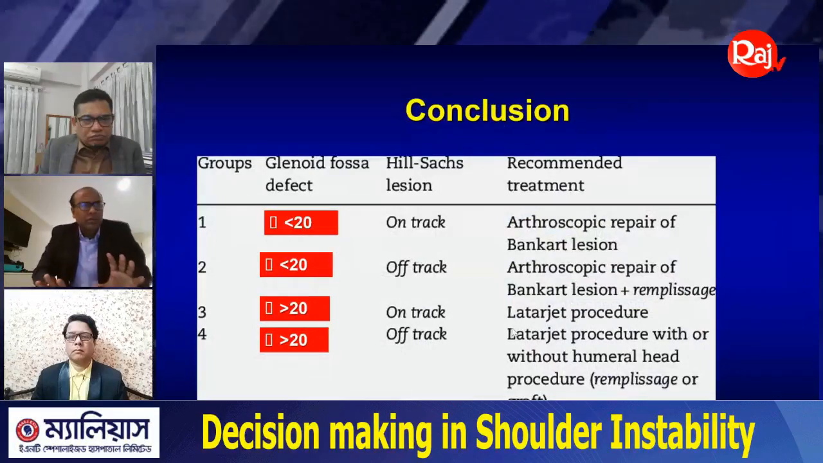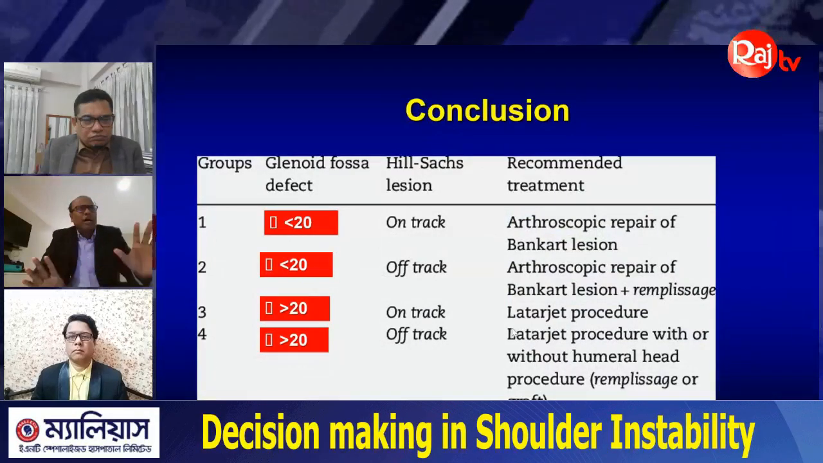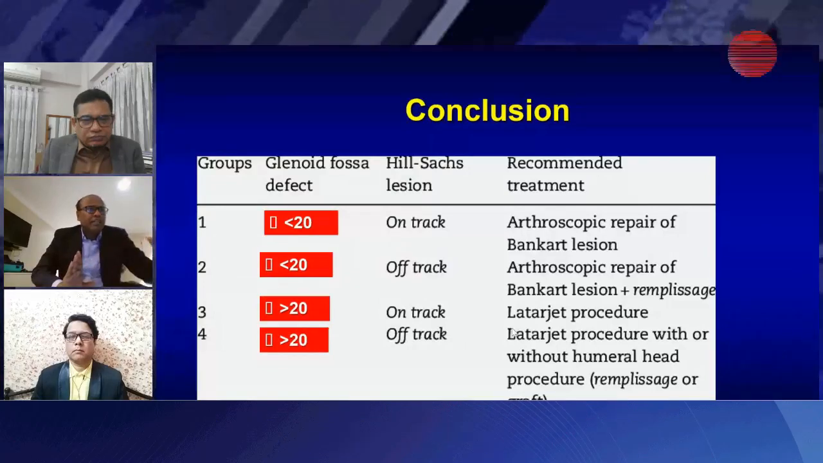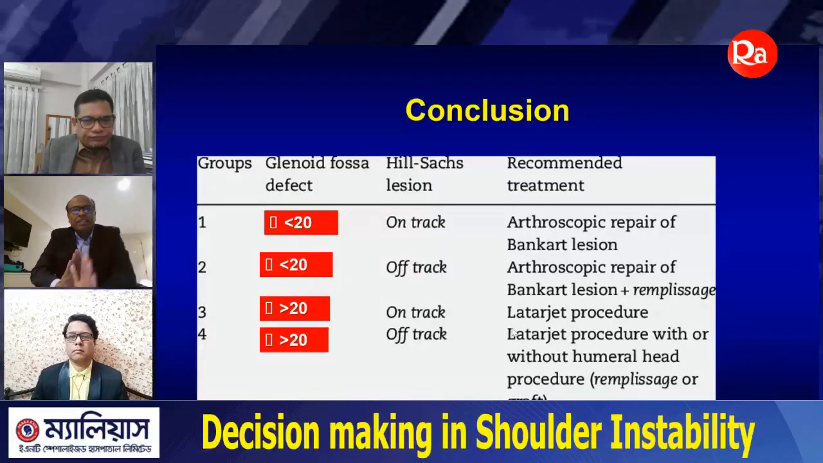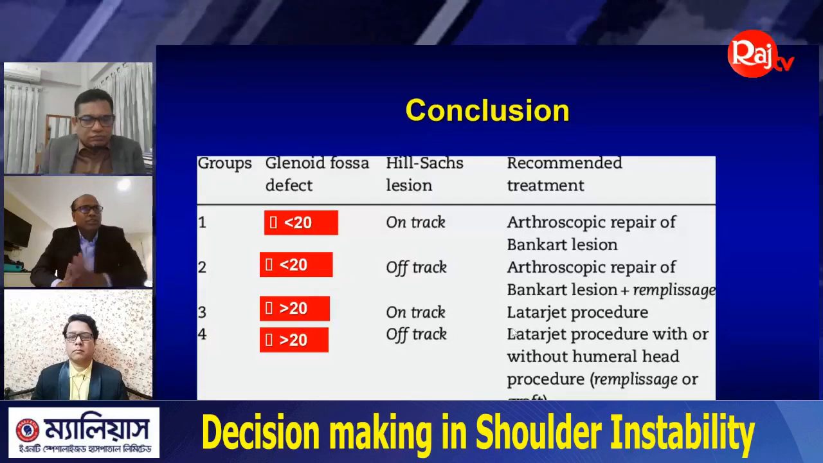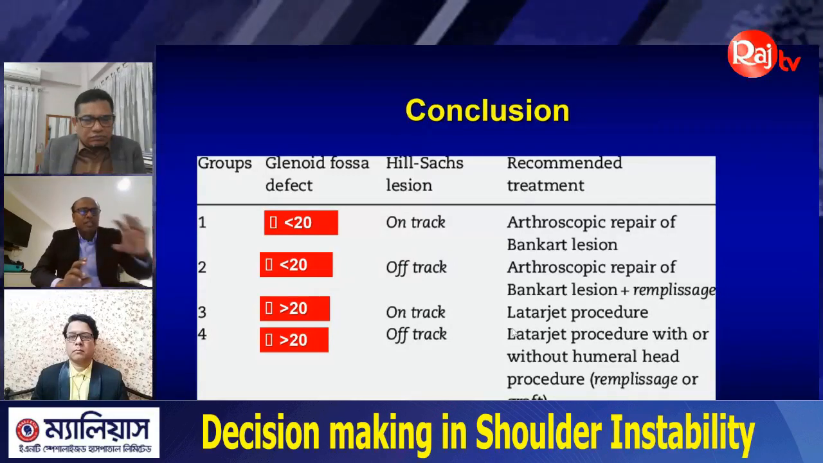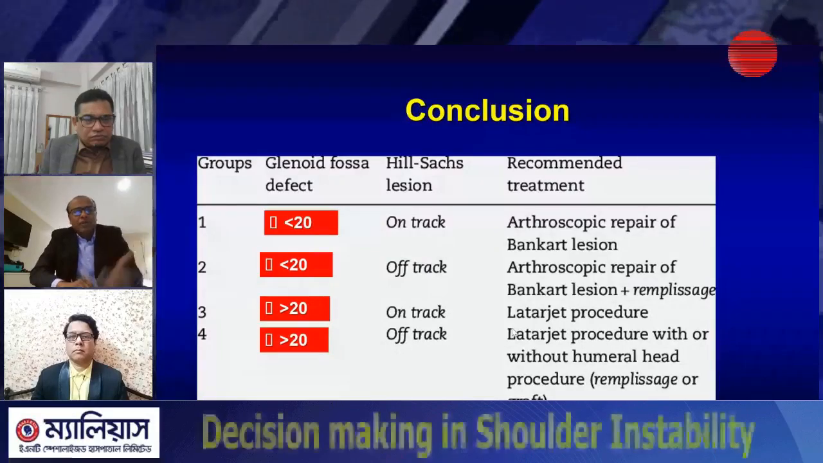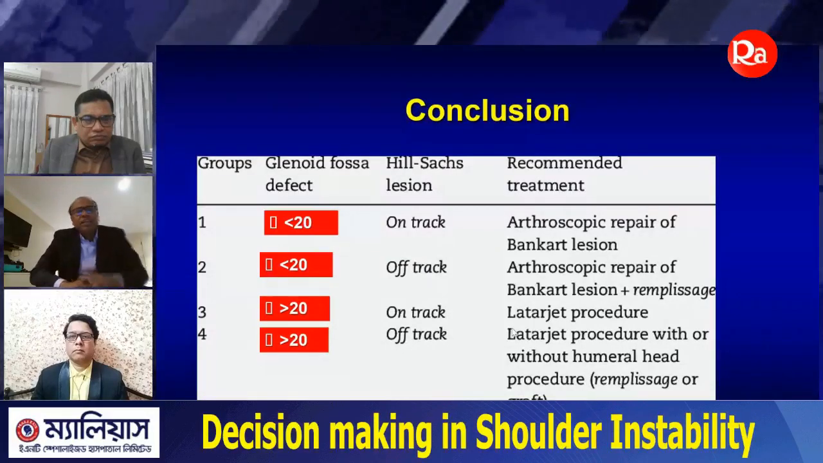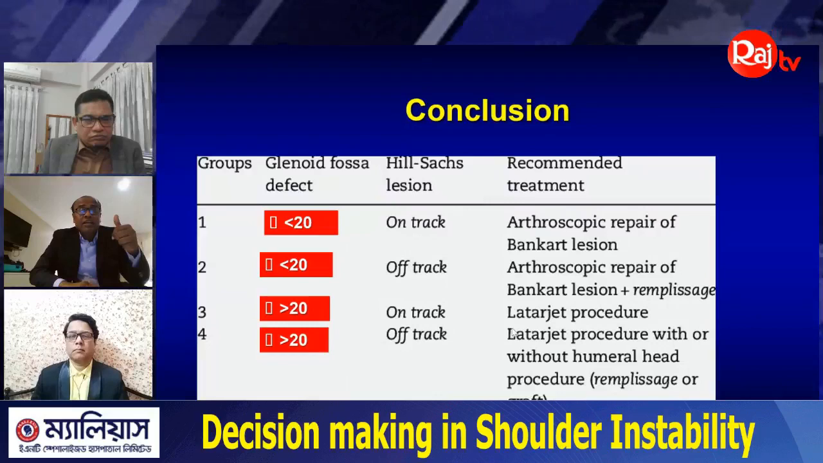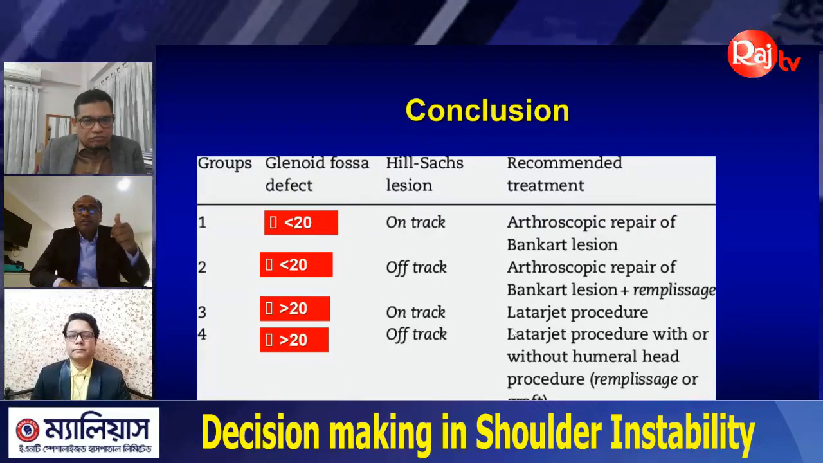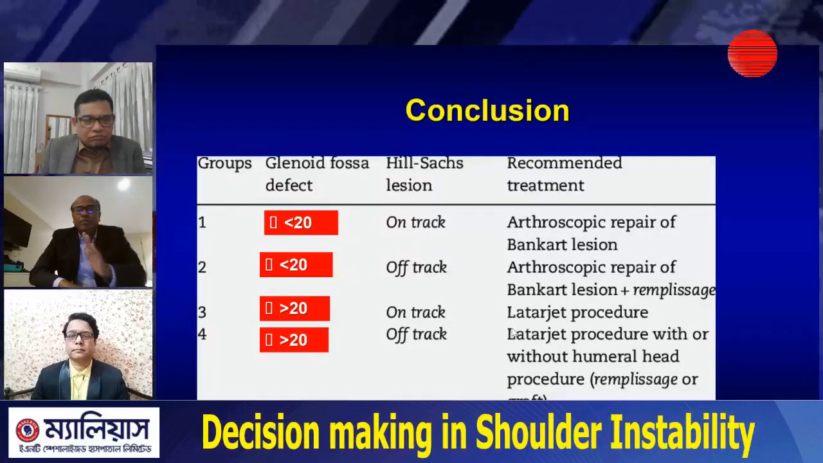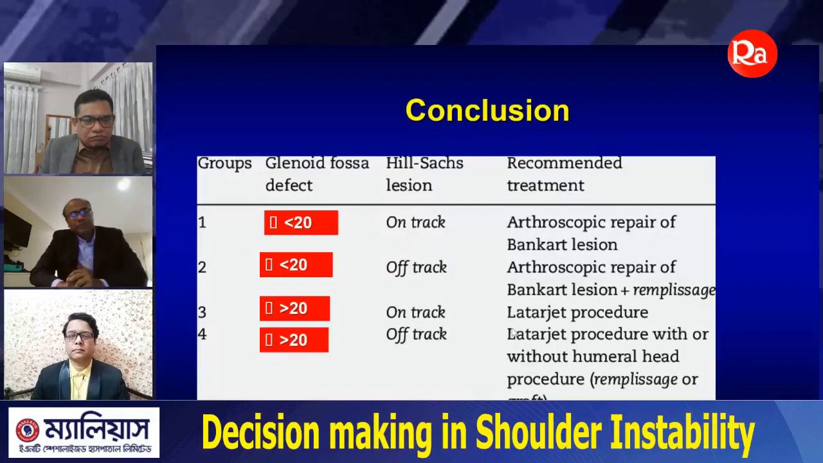So let's conclude. I will make it very simplified. We have a defect in the glenoid, and we have a defect in the Hill-Sachs in the patient with recurrent dislocation of the shoulder. So humeral head bone defect, glenoid bone defect. Group 1 patient: less than 20% glenoid fossa defect, and a Hill-Sachs lesion is there. If the patient is on track, normally you plan for a soft tissue procedure, arthroscopic repair of the Bankart lesion.